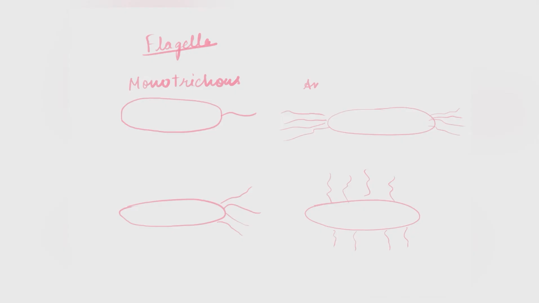Monotrichous extend from one end of the cell. Amphitrichous, single or cluster of flagella at both cell poles. Lophotrichous, a cluster of polar flagella from one end. And peritrichous, lateral flagella.